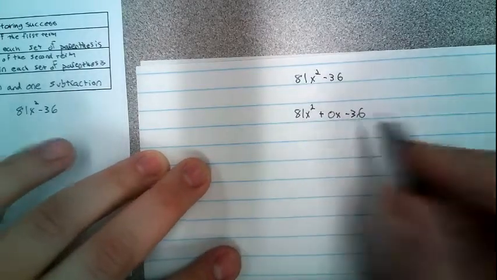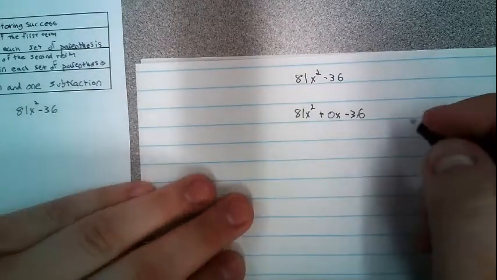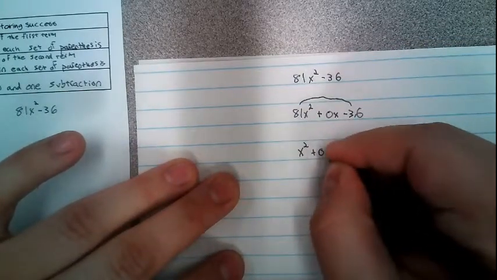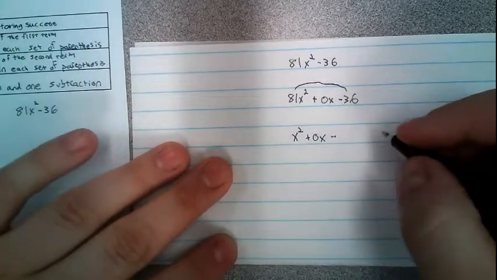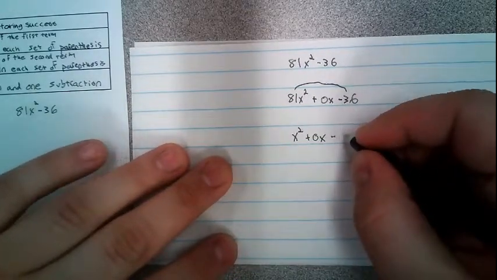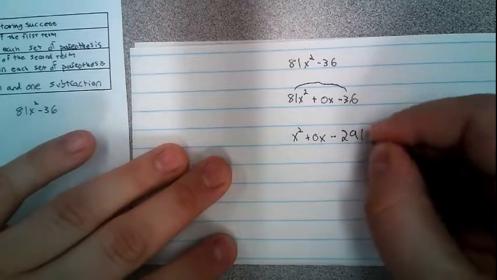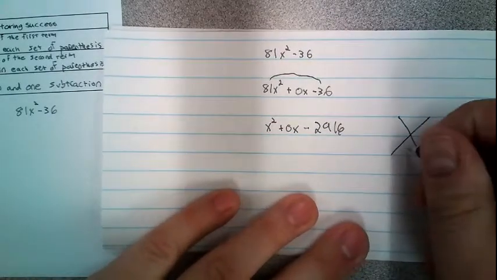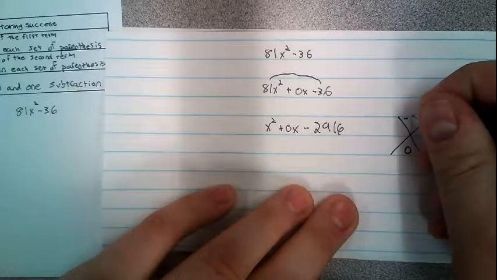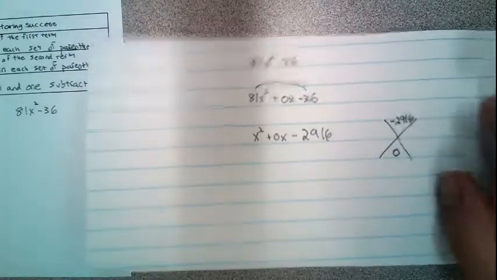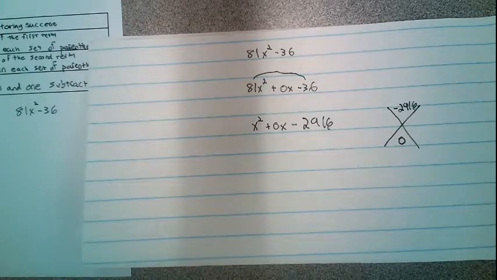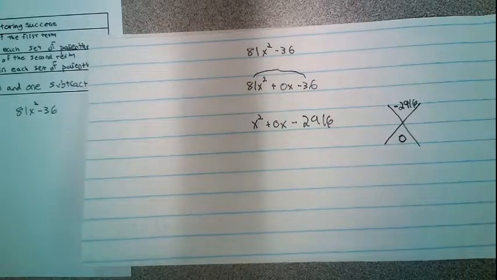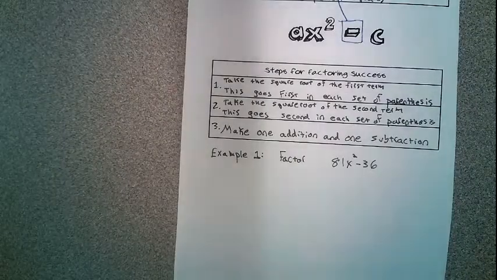So now we have an A, a B, and a C. And then I would slide, right, because I don't recognize a pattern here. So I slide. This becomes x squared plus 0x minus 81 times 36, 2,916. And so in my X puzzle, I'm trying to find numbers that add up to 0 and multiply to negative 2,916. And holy smokes, that's going to take a while, right? So that's where this pattern comes into play, because we don't want to do that.